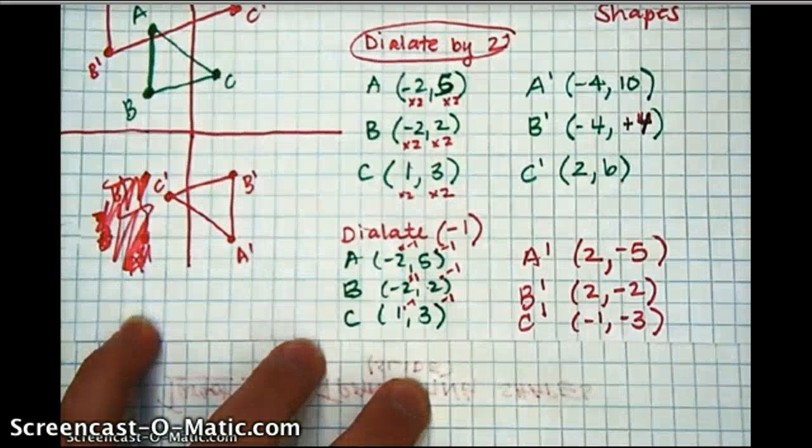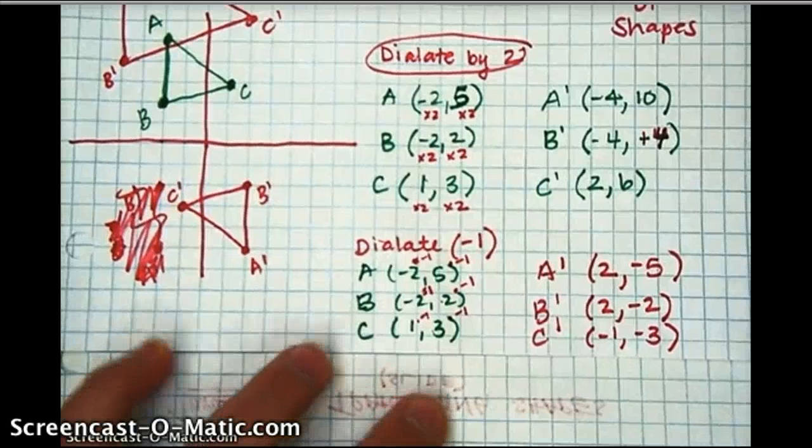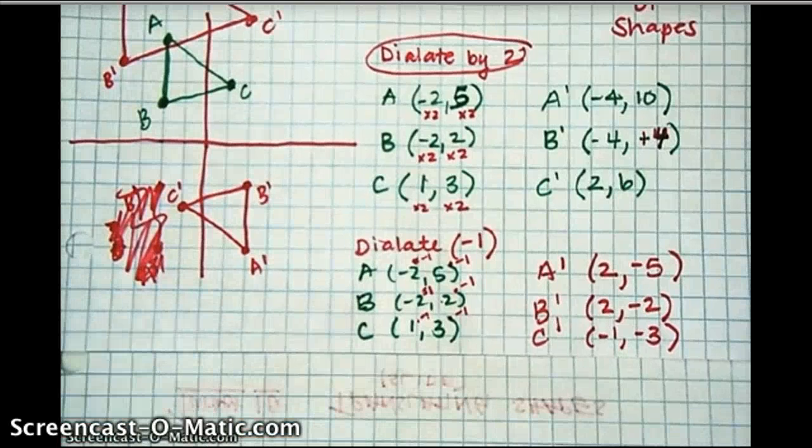Pretty interesting. So when you dilate, all you do is multiply by whatever they ask you to dilate by. You get your new points, and then you graph your new shape.